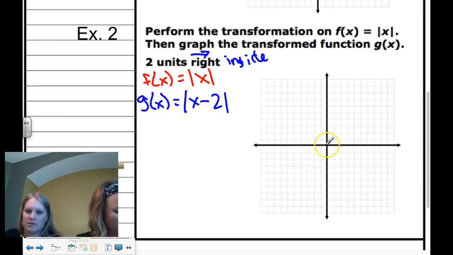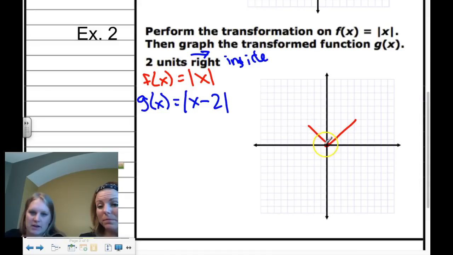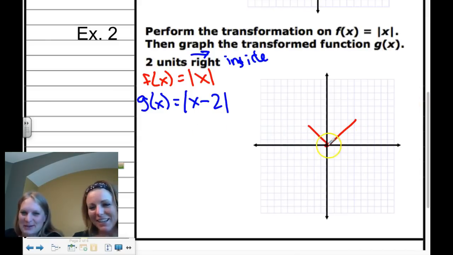Okay, so let's do the original one. Here's 0, 0. If we're moving 2 units to the right, we just take our vertex and go over 2. You're going to the left, though. We want to go to the right. Miss Boyd really wants to go to the left today for some reason. Okay, we're going to go to the right.